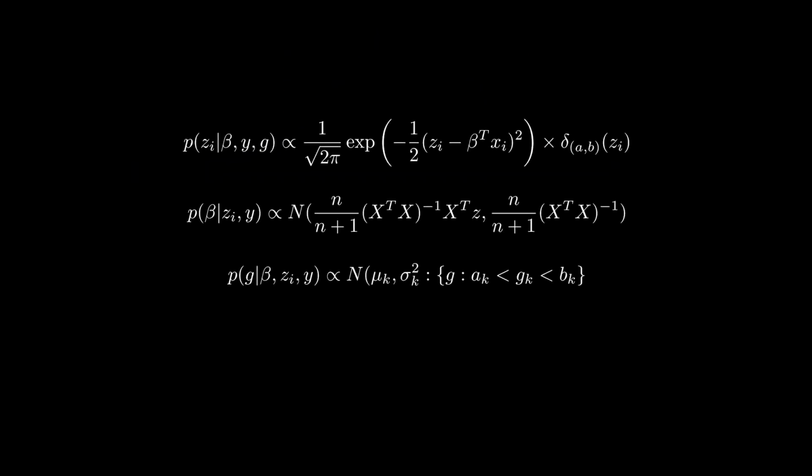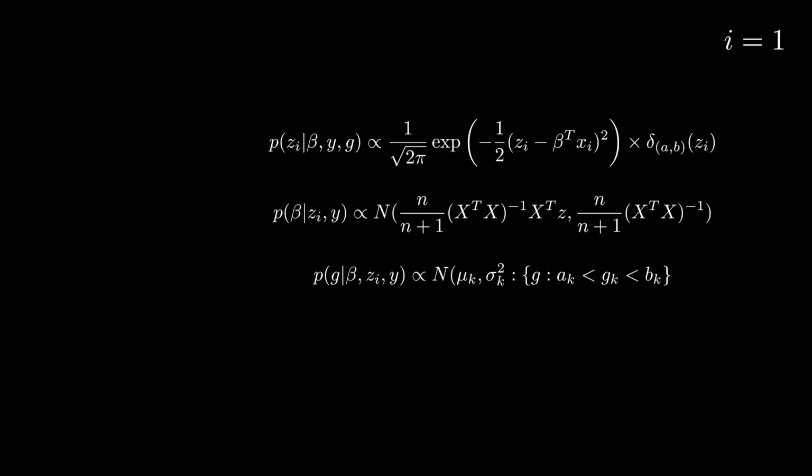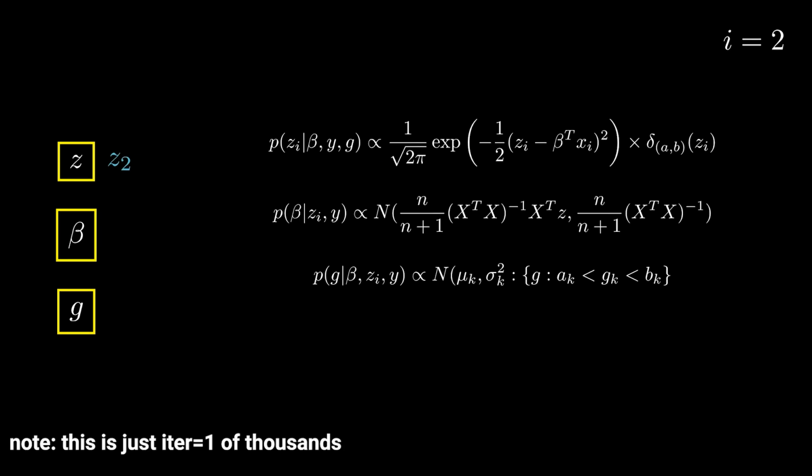Recapping, we have defined the full conditional distributions of beta, z, and g. Now it's time for Gibbs sampling to work its magic. After initializing beta, z, and g, we can begin iteration 1 of the algorithm. For each observation, we first sample a value for z based on the current values of beta and g. Remember that this involves sampling a uniform random variable in the constrained probability range, and then transforming the uniform random variable back to a valid z_i value.